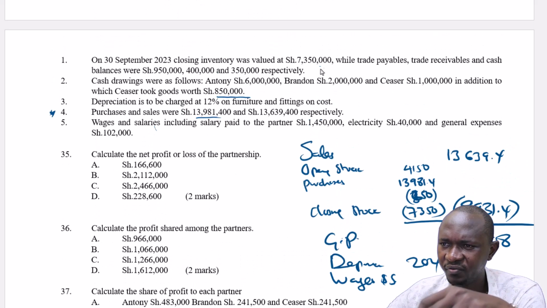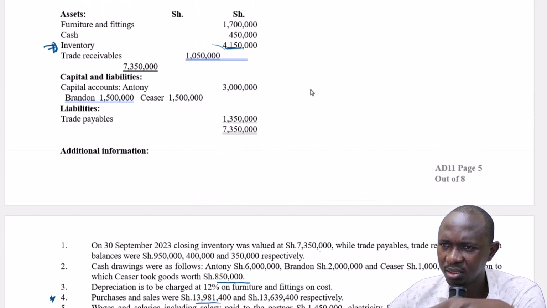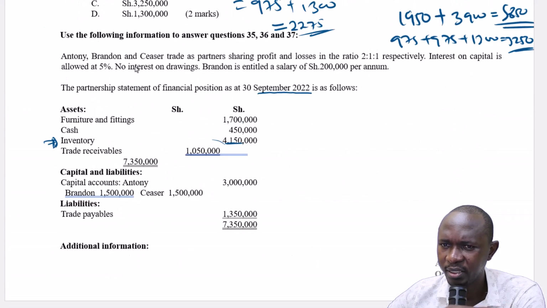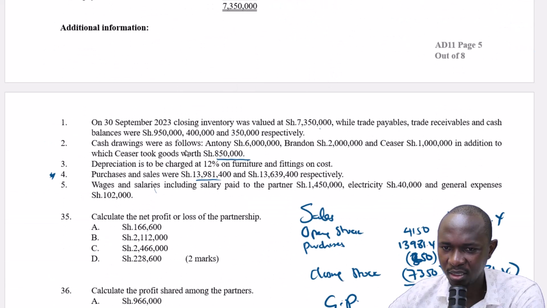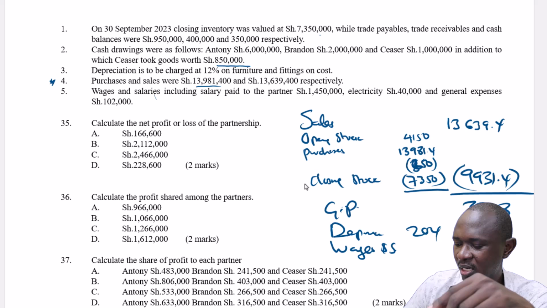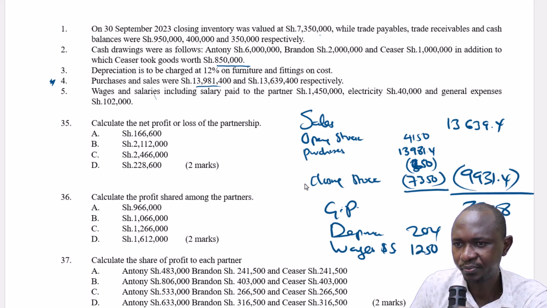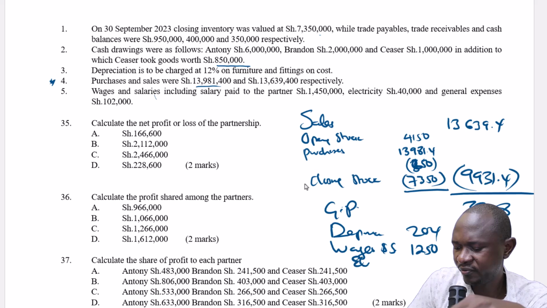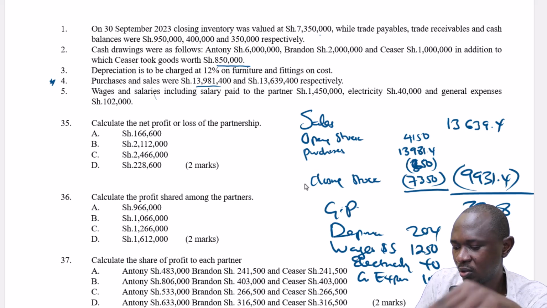So it will be 1450 minus what was paid to the partners. Let's get what was paid to the partners. It's here. Brandon is entitled to a salary of 200,000 per annum, and we are talking about salaries per annum. Okay, so it will be 1450 minus 200, which means our wages and salaries will be a total of 1250. Then electricity 40, then general expenses 102. Remember, we are holding the zeros, so 102.